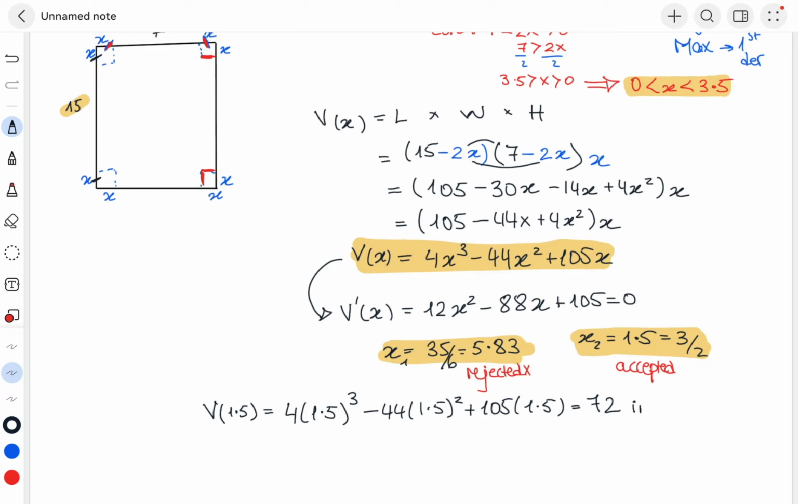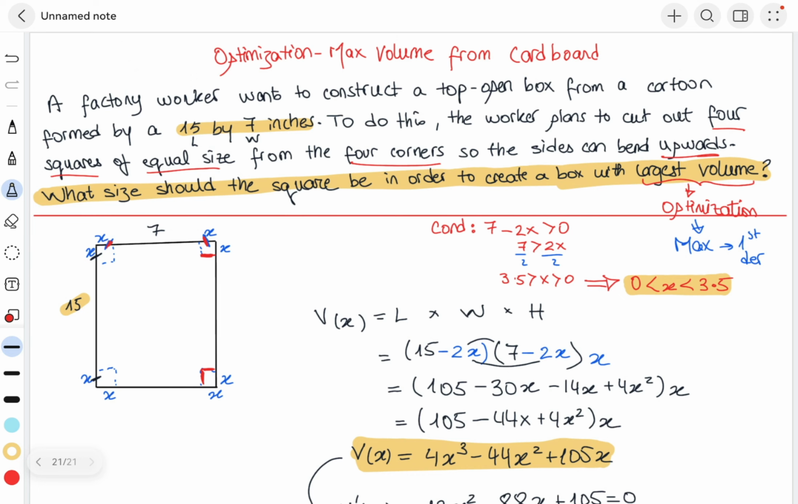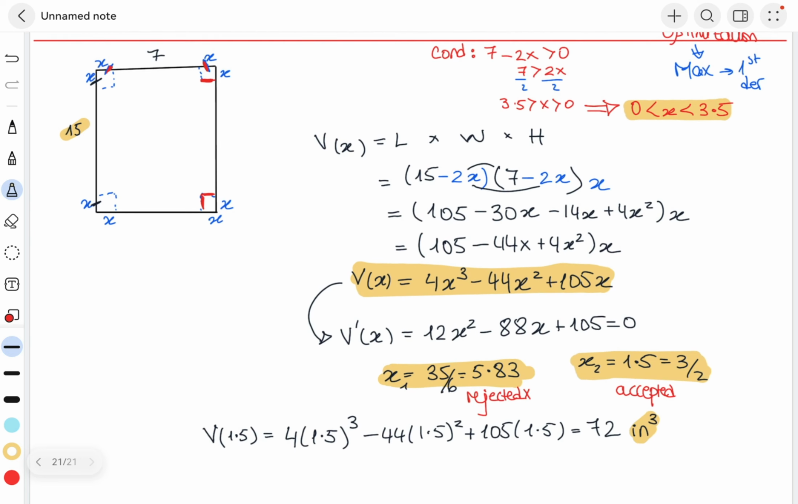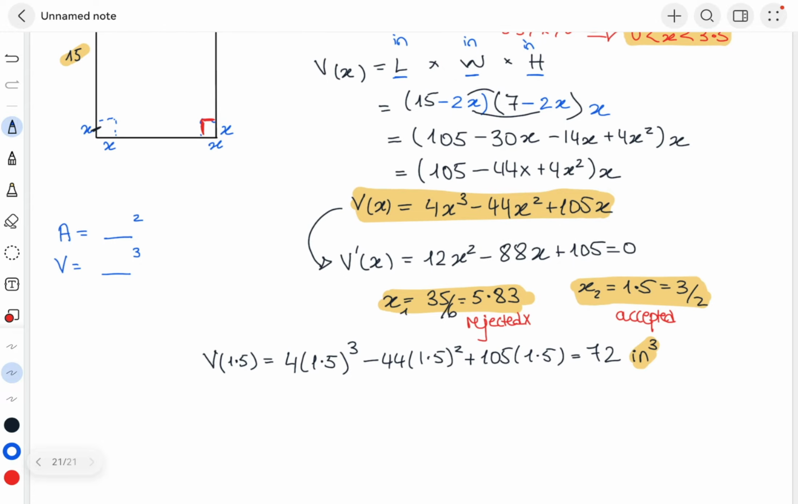72 inches cubed. Now, why is it inches cubed? We started off with inches and we had at the end inches cubed, because in the volume we multiplied three quantities, which are the length, width, and height. Inch multiplied by inch multiplied by inch gives us inch cubed. So always area is a unit squared and volume is a unit cubed. That's why we have our final answer as inches cubed.